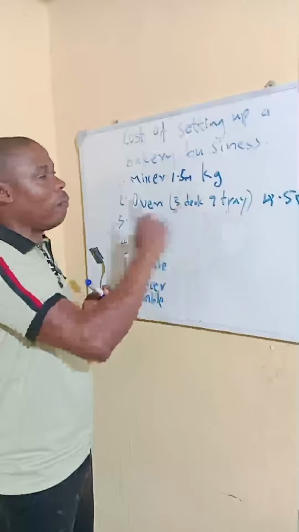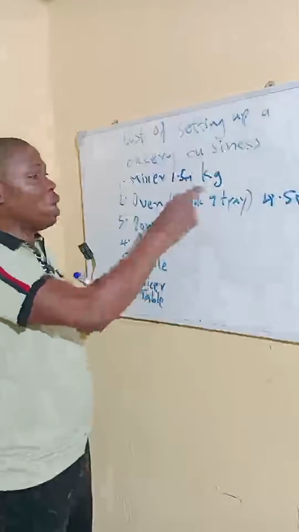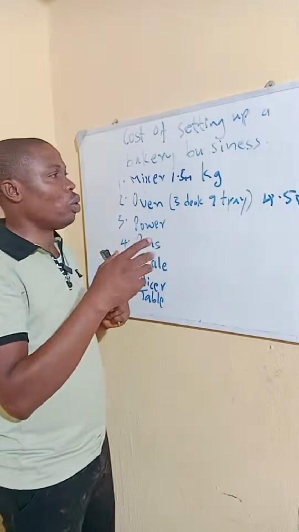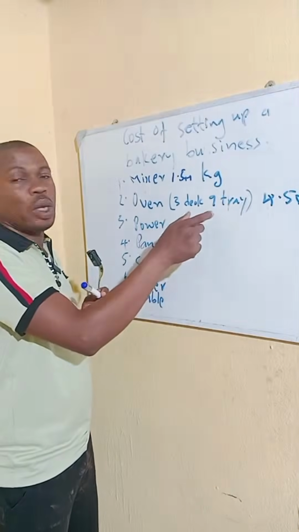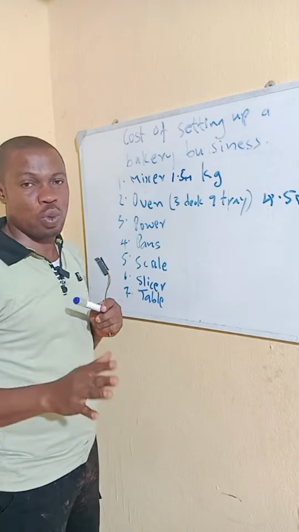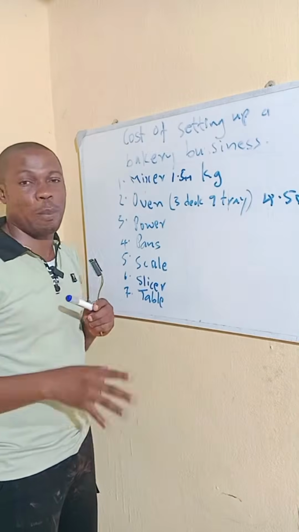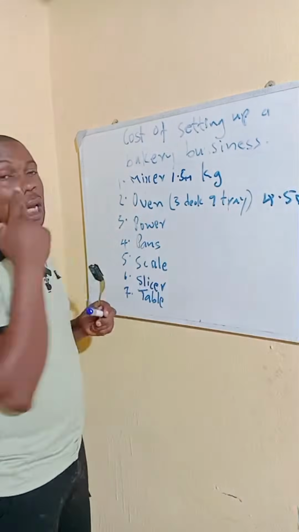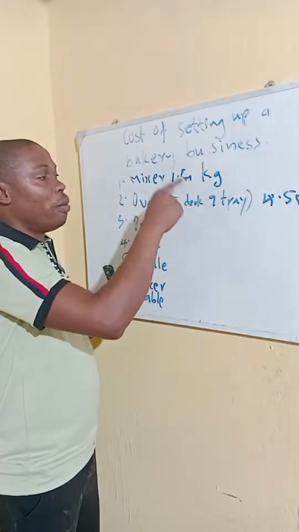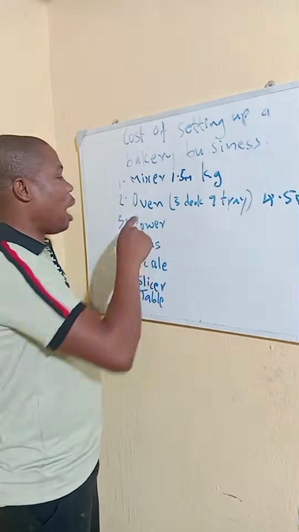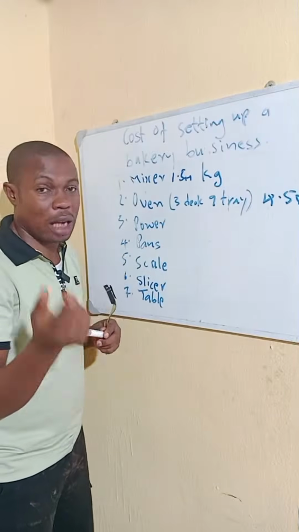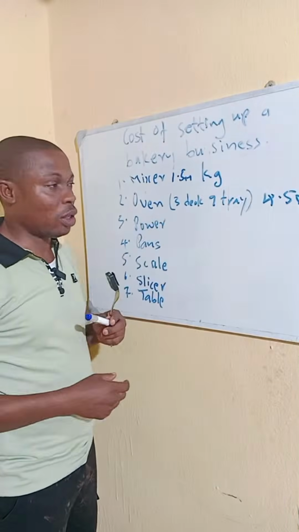If you are buying the gas oven, then you should buy a single-phase mixer. With the single-phase mixer, you'll be able to use the fuel generator to power it, and it will work for you. So you choose. If you don't have power supply in your area, then my advice is that you buy the 25 kg mixer, single phase, and also the oven should be gas. That way you will buy a smaller generator and reduce the cost.